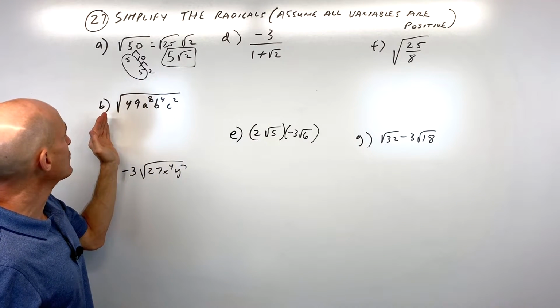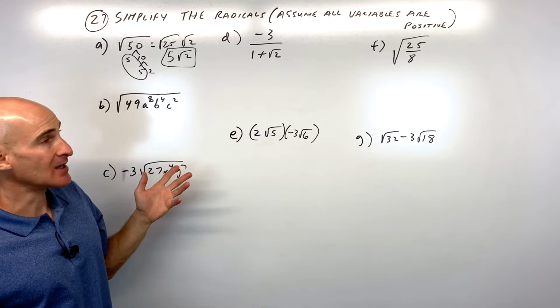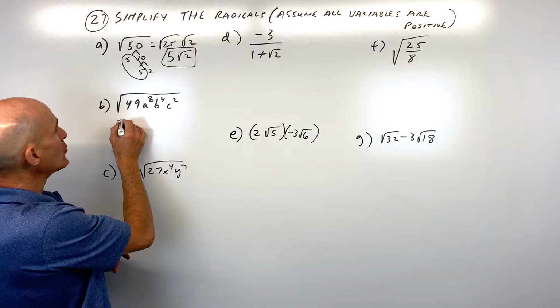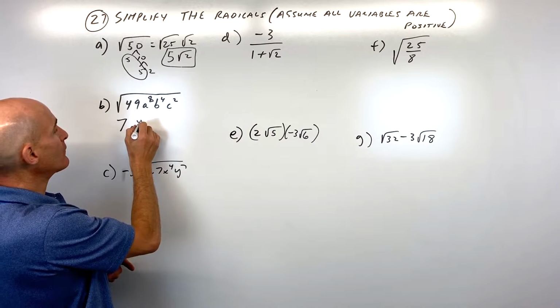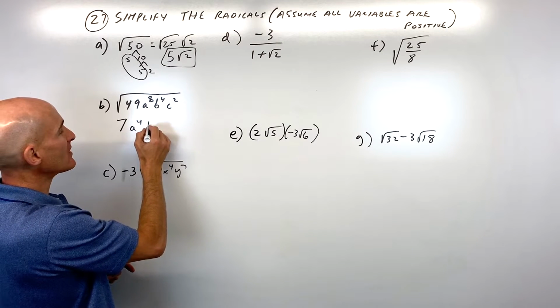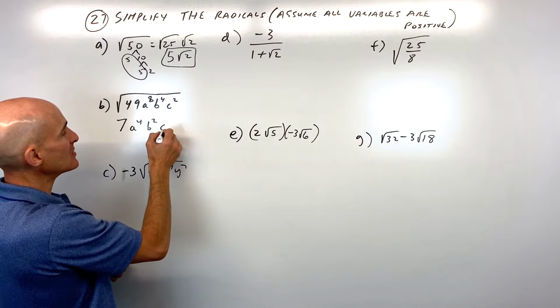So let's go to letter B now. So this one, we've got square root of 49, a to the 8th, b to the 4th, c to the 2nd. So square root of 49 we know is 7. What times itself is a to the 8th? Well, that's going to be a to the 4th. What times itself is b to the 4th? That's b squared times b squared. And what times itself is c squared? That's going to be c.